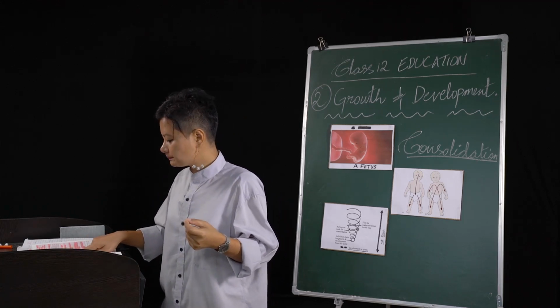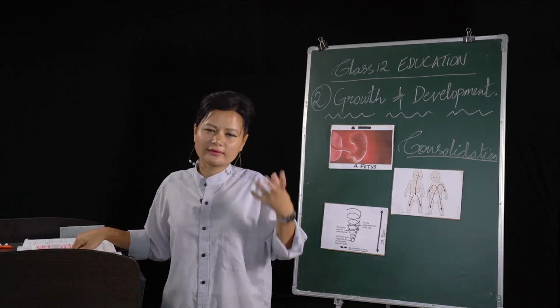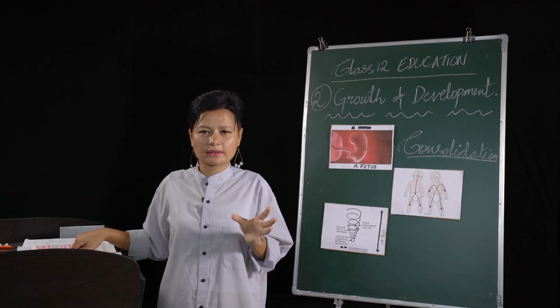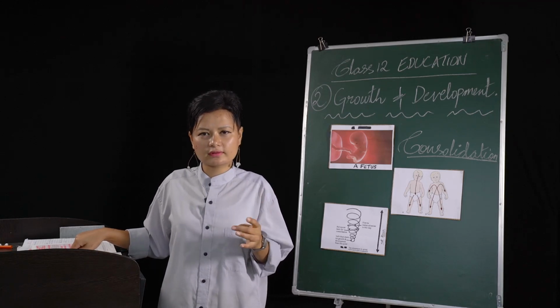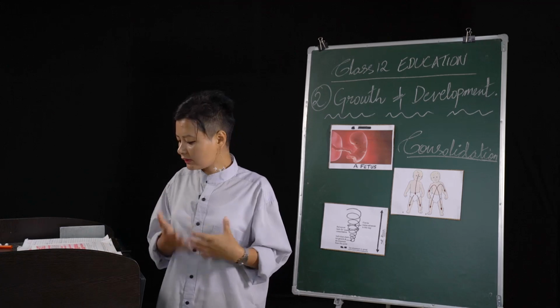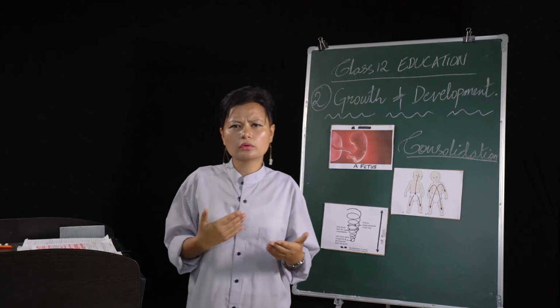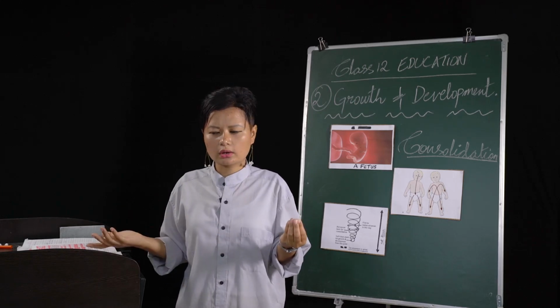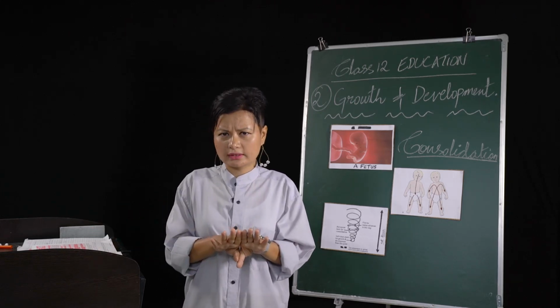Okay, and then growth is to do with the physical aspect, but development is to do with the overall aspect, that is cognitive, mental, physical, all these things are related. So these are just repetitions. So if you have listened and watched the previous classes and if you are reading the textbook, then you'll be able to understand it better.